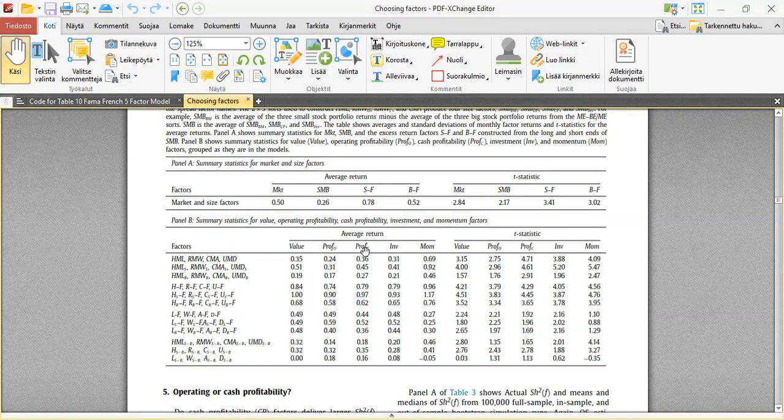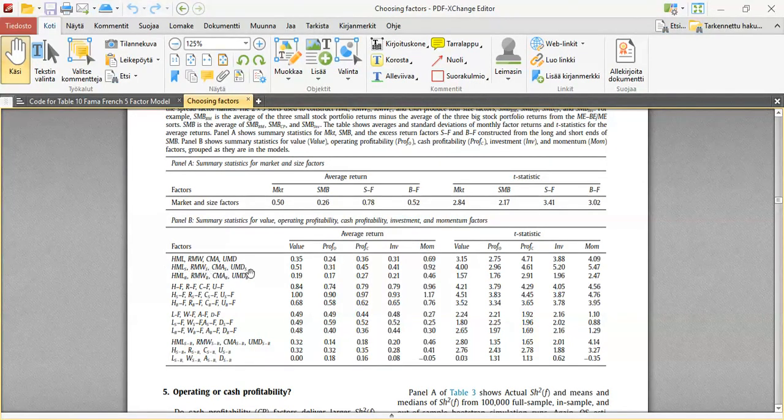The investment factor, the standard investment factor denoted as CMA, generates an average payoff of 0.31% per month with a corresponding t statistic of 3.88, also significant on any level. The same is true for the momentum factor, which in economic magnitude generates the highest payoff of 0.69% per month, or 69 basis points per month, with a t statistic of 4.09, indicating significance on any level.